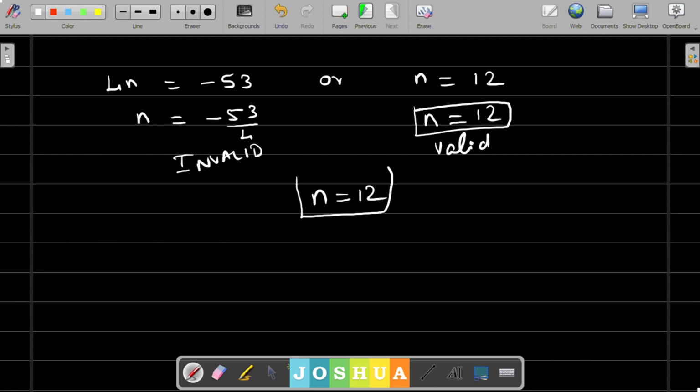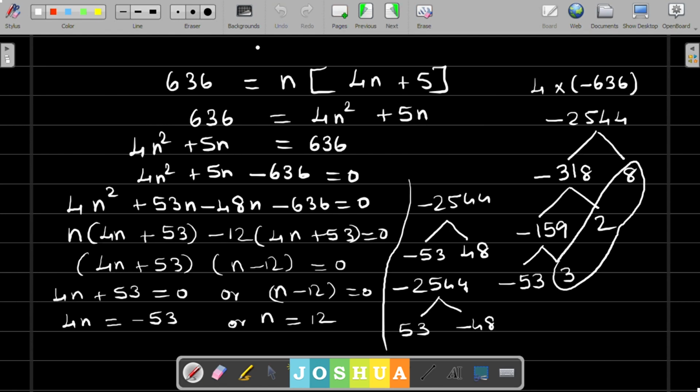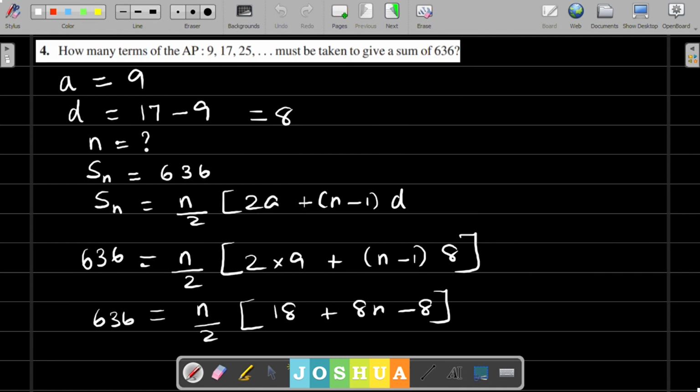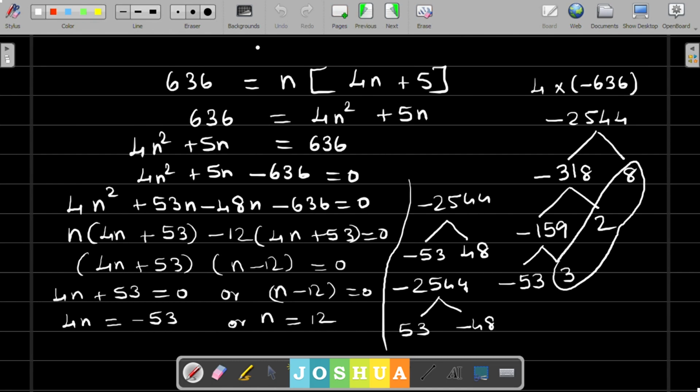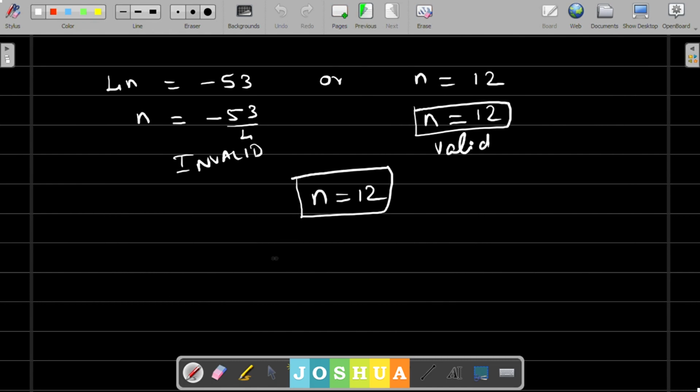But what does the question ask? The question is: how many terms of the AP 9, 17, 25, ... must be taken to give a sum of 636? So the answer is the number of terms required is 12. So this is the answer for the fourth question.